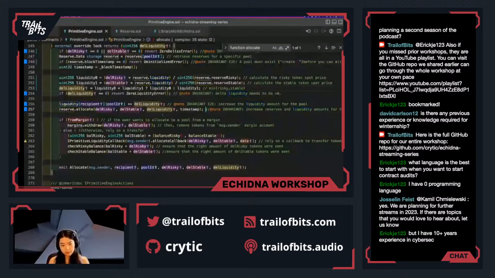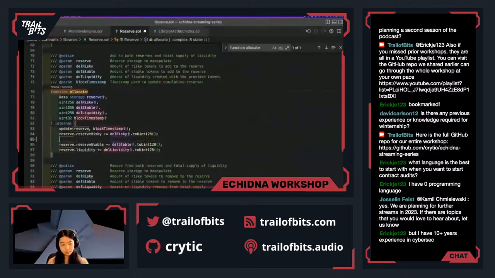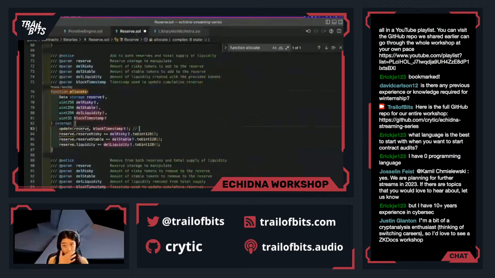And then it's going to call this allocate function, which we can take a look at here. This function, for the purposes of this testing suite, I'm going to skip the update check, but at a high level, it's basically taking your reserve risky and adding the amount that you want to add. So then your reserve risky should increase after an allocate.